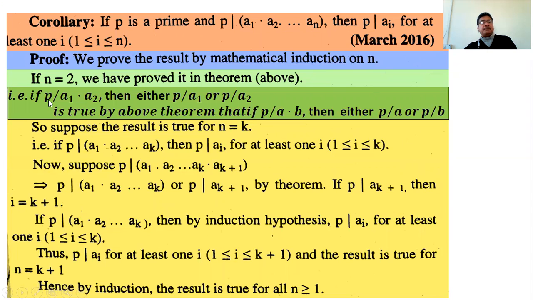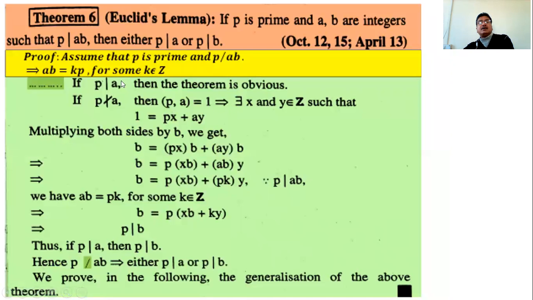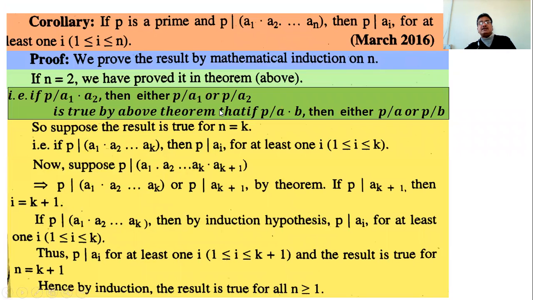We have to prove if p divides a1 into a2, then either p divides a1 or p divides a2. And this is very obvious by using the previous theorem, that if p divides a into b, then p divides a or p divides b. So this is true, by using Euclid's lemma. So just write here, don't write the proof, just write that by Euclid's lemma, or by the above theorem, that if p divides ab, then p divides a or p divides b.